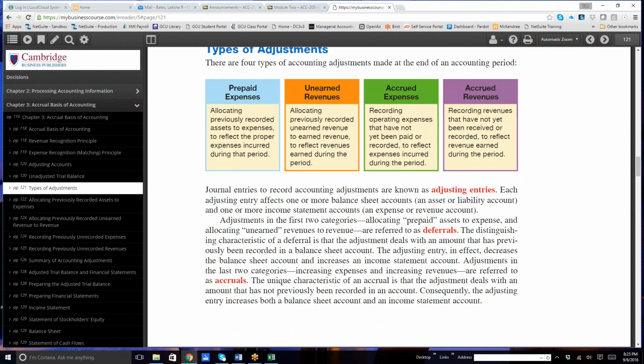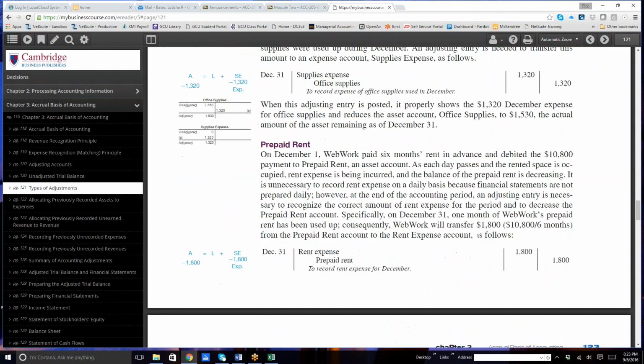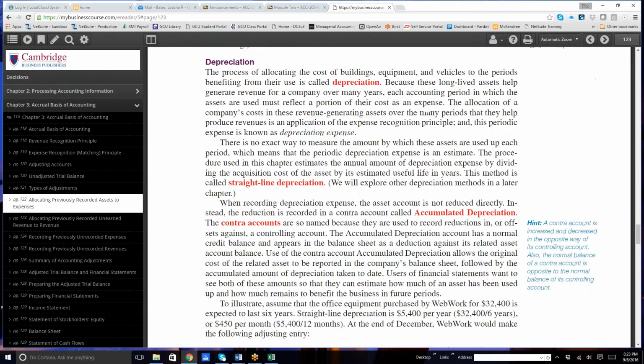Okay, so where are we at here? That's 122. Okay, so contra accounts. Okay, so they are exactly what, by definition, they say. They're just used to record reductions in or offset a credit balance, and appear on the balance sheet as a deduction against a related account balance. So a contra account is like accumulated depreciation. Basically, it's hitting the balance sheet to reduce the related assets.